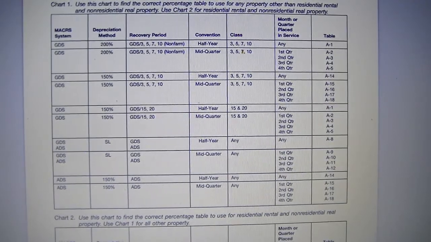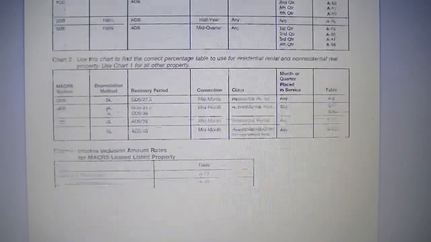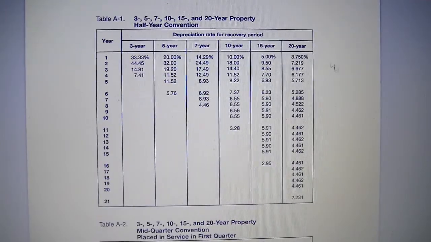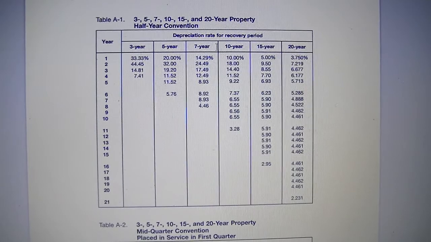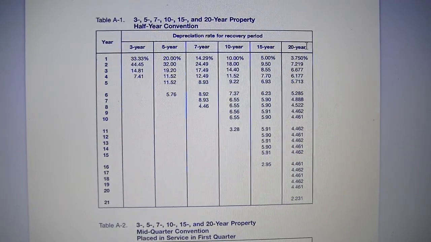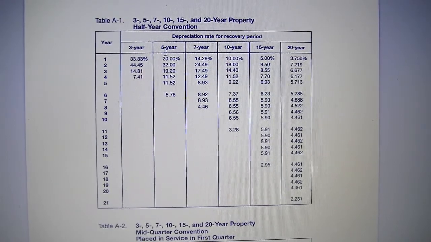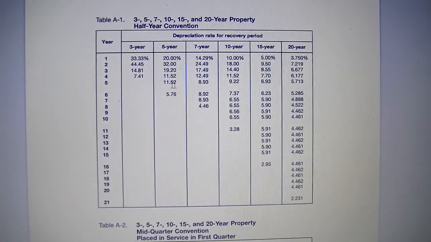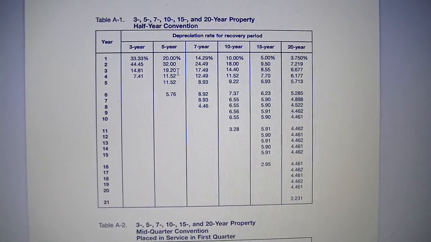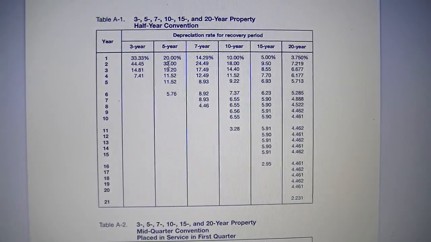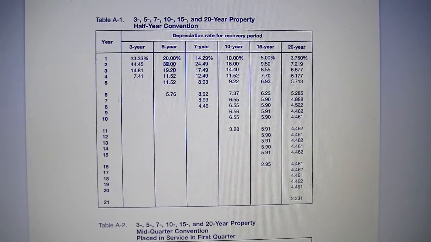So knowing the recovery period being 5, we come to our rate table A1. We have the years, pretty much they are the recovery periods on top row. So 5, our asset laptop is a 5-year property class with 5-year recovery period. So we will pay attention to the rate in the column 5-year.